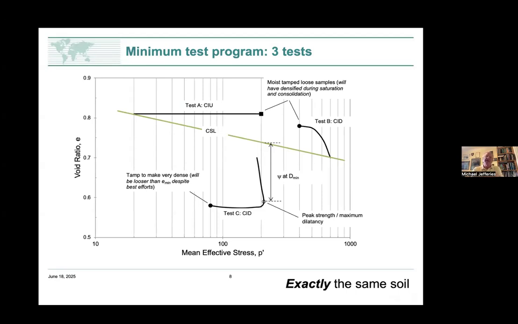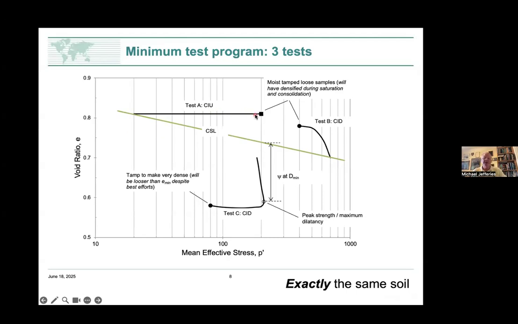In theory, the minimum test program is three triaxial tests. I'm going to see if I can turn on the spotlight here now. Where's the spotlight gone? No, it didn't fail to do it. Just a second. Oh, I've got my laser back. Okay, we're in business. Right.